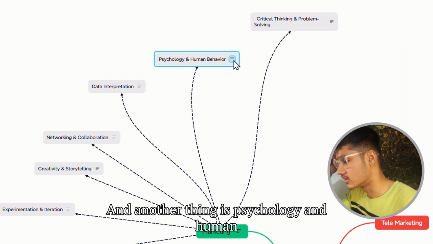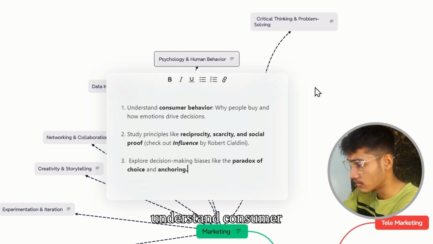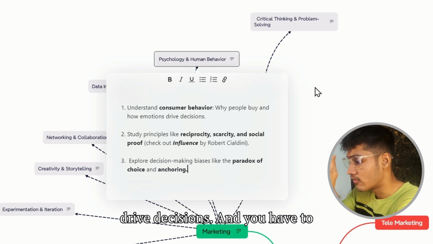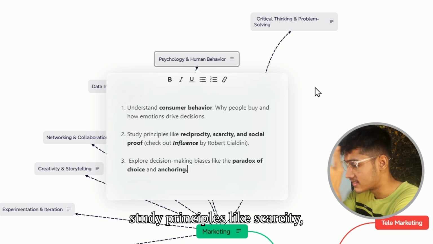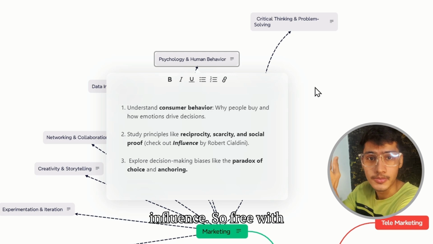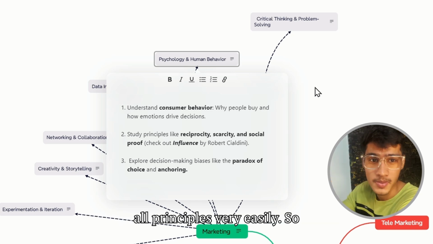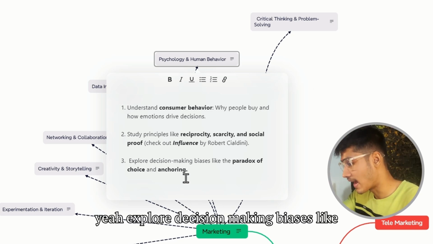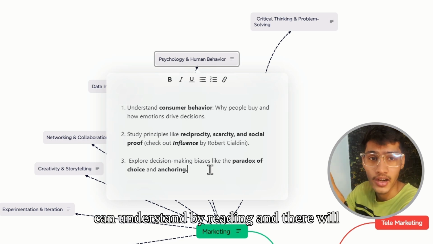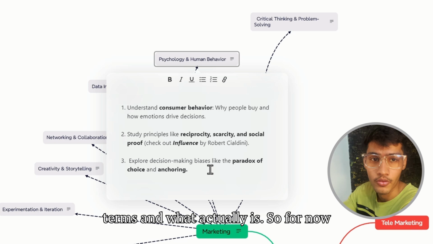And another thing is psychology and human behavior. You have to understand consumer behavior, why people buy, and how emotions drive decisions. You have to study principles like scarcity and social proof, and you can also read a book by Robert Cialdini, Influence. With that book, you will understand all these principles very easily. So yeah, explore decision-making biases like the paradox of choice and anchoring. There are lots of other terms that you can understand by reading, and there will be an article coming up about all these terms and what they actually are. So for now, stick with the video.